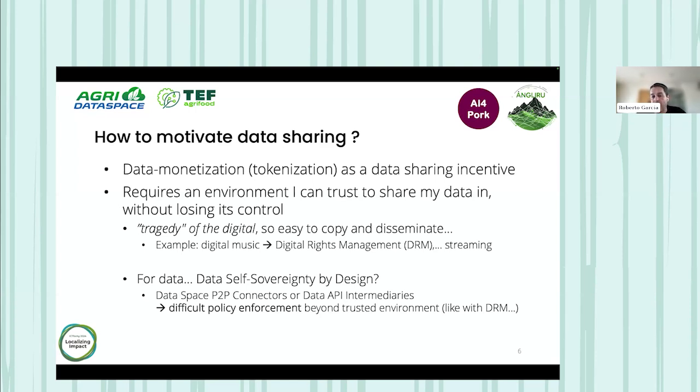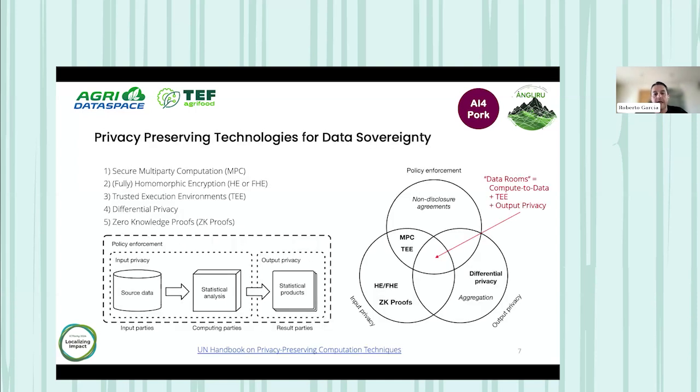Yes, the only option is that you have full control of the devices that are being used, and this is not practical. And this is the same problem that happened with digital rights management. So what is our proposal or our approach to providing this sovereignty by design? The system itself guarantees that you will remain in control of the data.